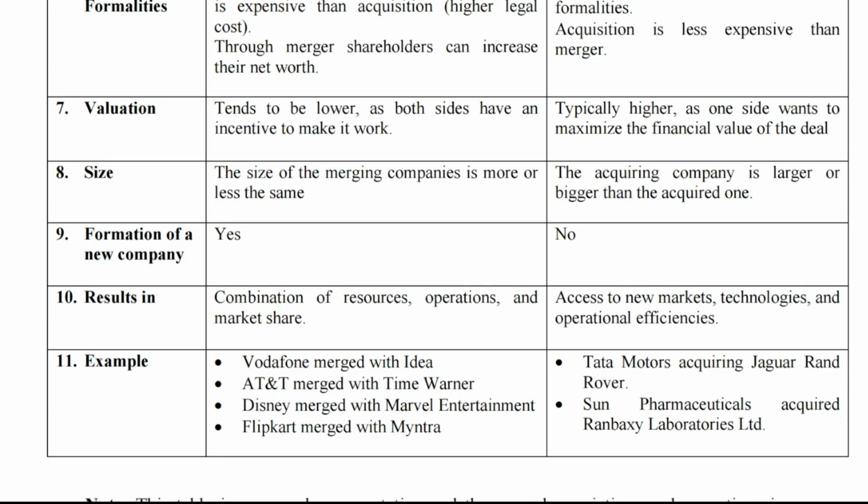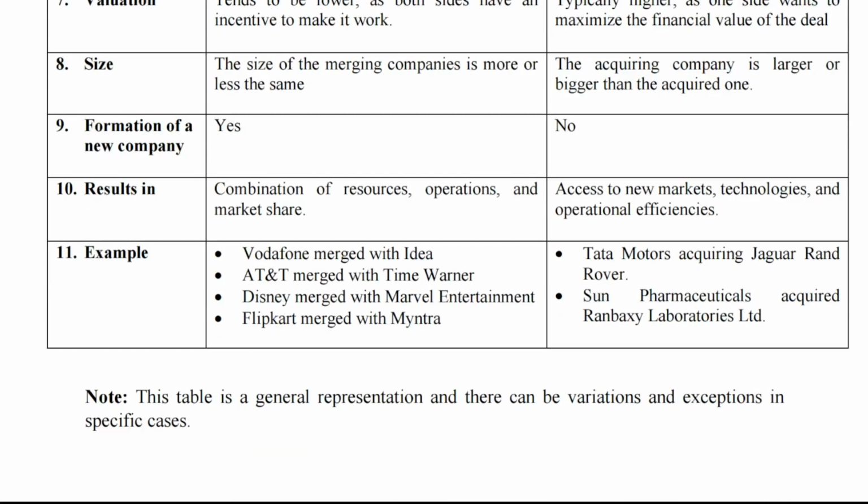Ninth point, formation of a new company. In merger, there is a formation of a new company, whereas in acquisition, there is no formation of a new company. 10th point, results. Merger results in combination of resources, operations, and market share, whereas acquisition results in access to new markets, technologies, and operational efficiencies.